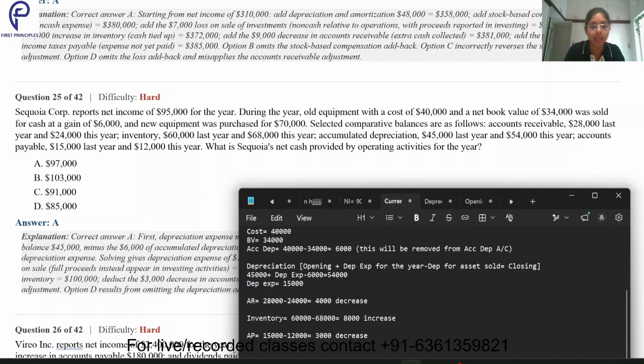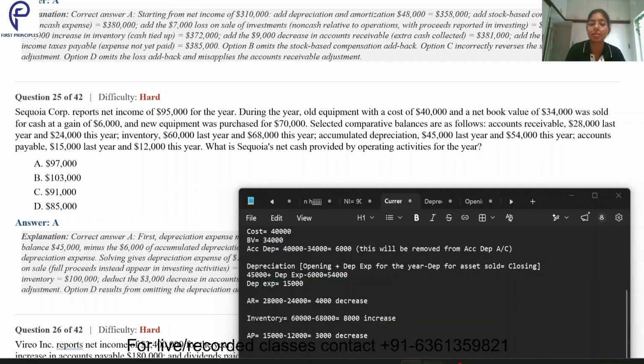How did we get this 6,000? 40,000 is the cost of the asset which is being sold, but its book value is 34,000. So why is there a reduction in the cost? Because that amount denotes the accumulated depreciation. So that means 6,000 is my accumulated depreciation for the asset that is being sold, and the closing balance is given as 54,000. Now when depreciation expense is calculated, how much do we get? We get 15,000 as my depreciation expense.